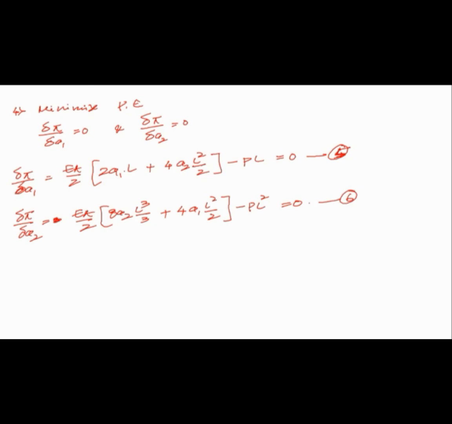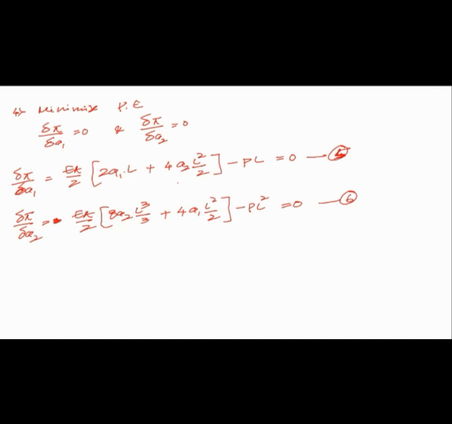Only thing is now I have two equations and two unknowns, A1 and A2. Therefore, you solve these two equations as simultaneous equations to get the values of A1 and A2. Once you get the values of A1 and A2, substitute in that U1 equation, so that you will get the expression for maximum displacement. We are always trying to get the expression for maximum displacement. Now, next I need to do the simplification to solve equation number 5 and 6.